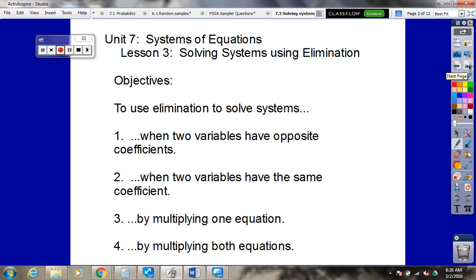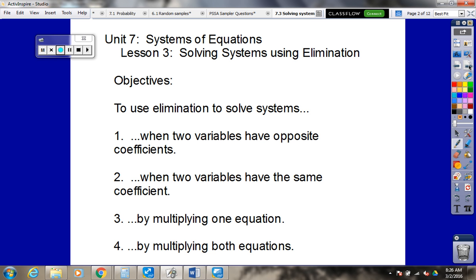A lot of objectives to this lesson. We're going to use elimination to solve systems with these situations. First is when two variables have opposite coefficients. This is the easiest, so they're going to get harder as we go. Second is when two variables have the same coefficient.